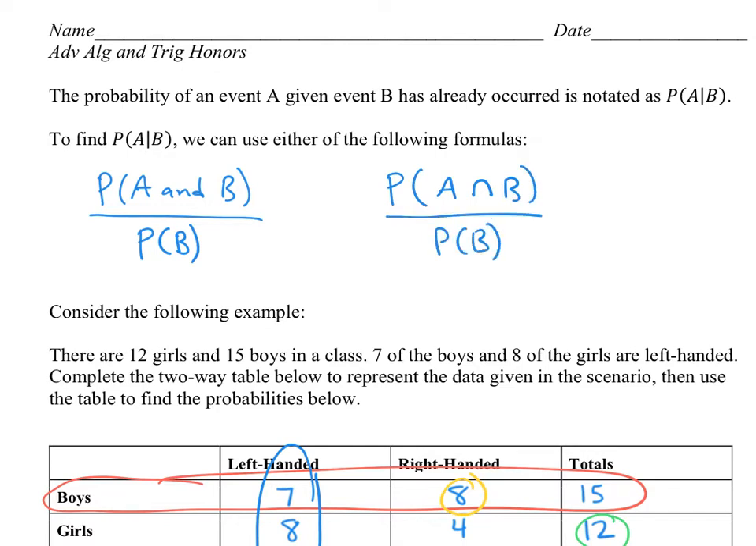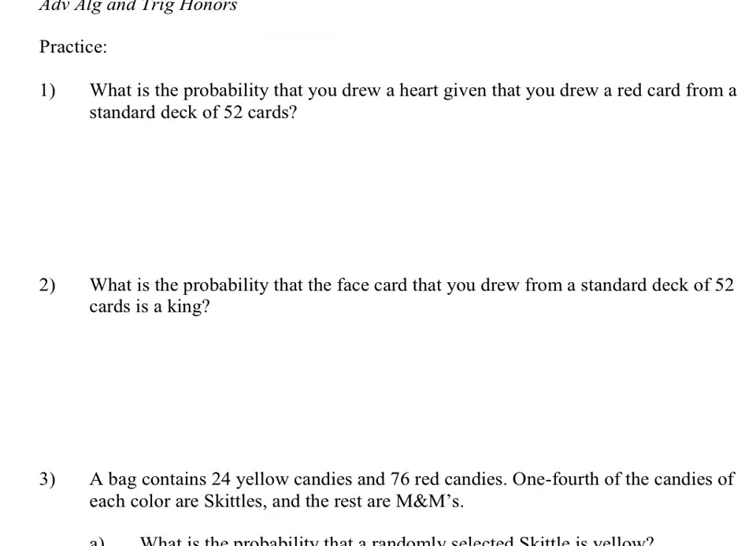And there are other ways to do this, but we'll go with these for now. Let's look at some more scenarios together. Number 1, what is the probability that you drew a heart given that you drew a red card from a standard deck of cards? If you drew a red card, then you only have 26 cards total. So you know it has to be one of those 26 red cards. What's the probability that you drew a heart?